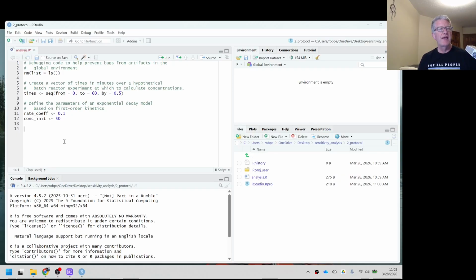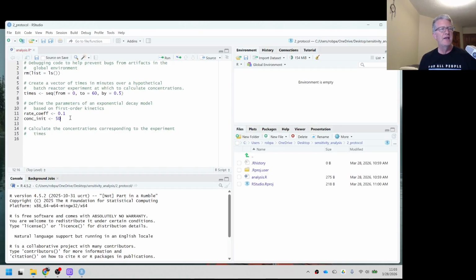And then we can do our calculation. We can say we want to calculate the concentrations corresponding to the experiment times. Now let's do this calculation just a little bit at a time so we can understand what's going on.